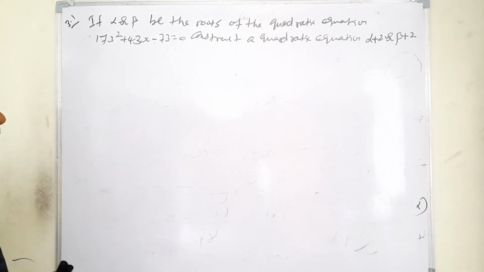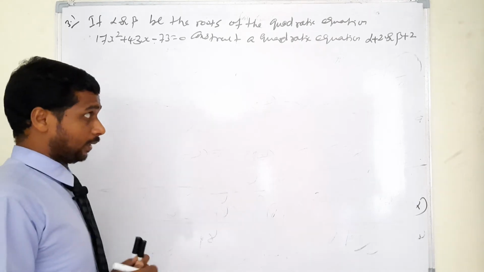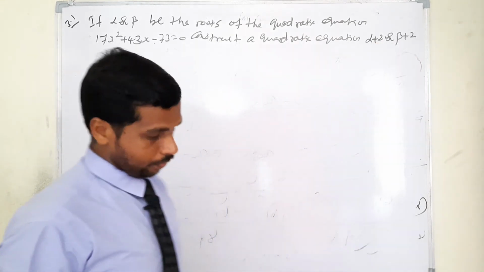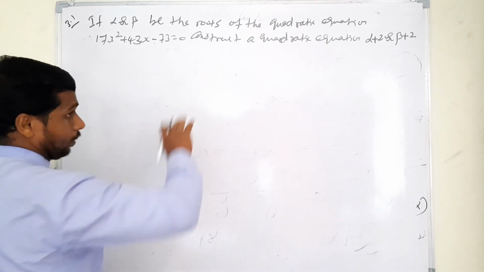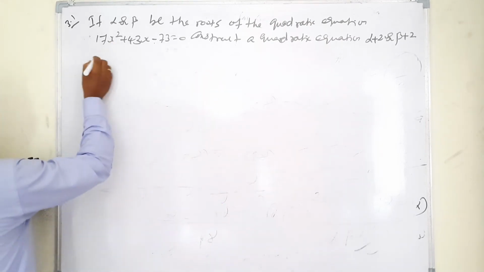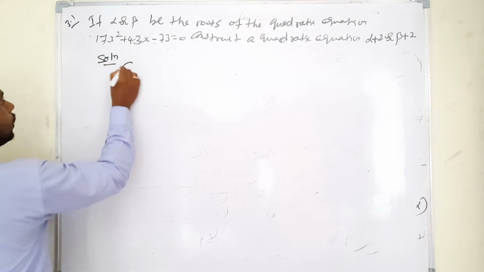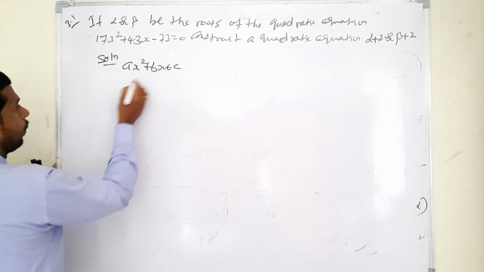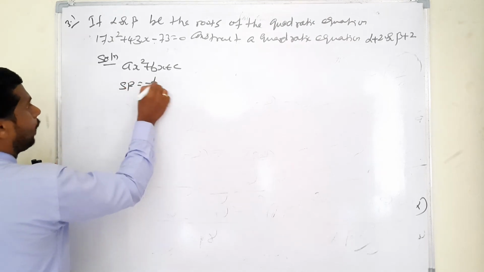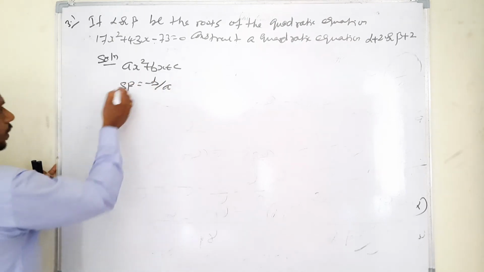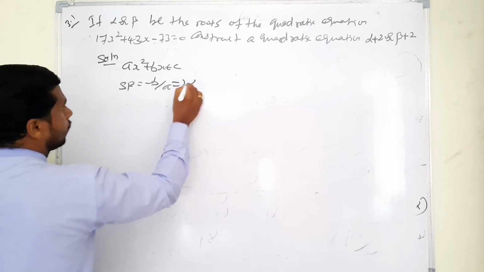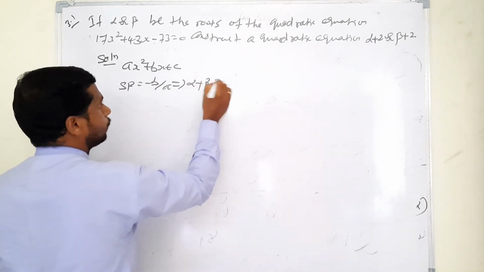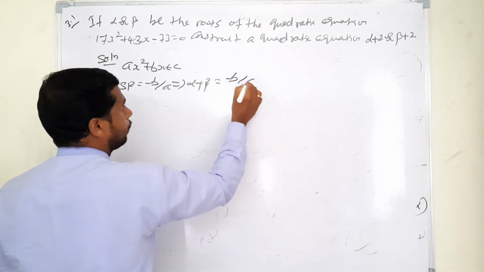So construct a quadratic equation. The roots are also given: alpha plus 2 and beta plus 2. Okay. Now before moving to the question, the basic form of a quadratic equation is ax square plus bx plus c. Then what is the meaning of sum of roots? Minus b by a. The given roots are alpha and beta, no? Therefore alpha plus beta is equal to minus b by a.